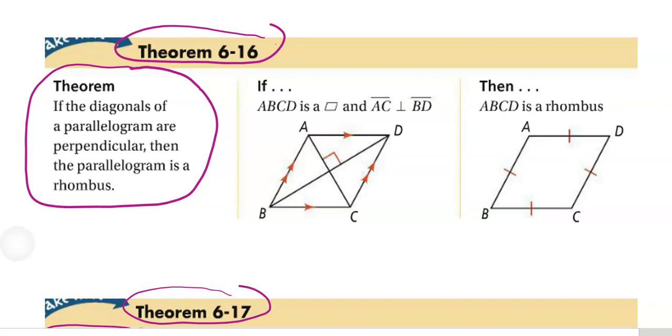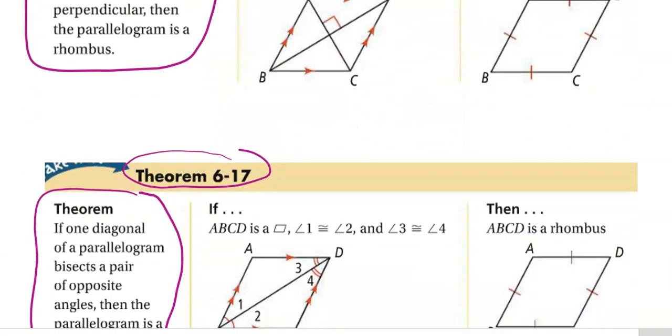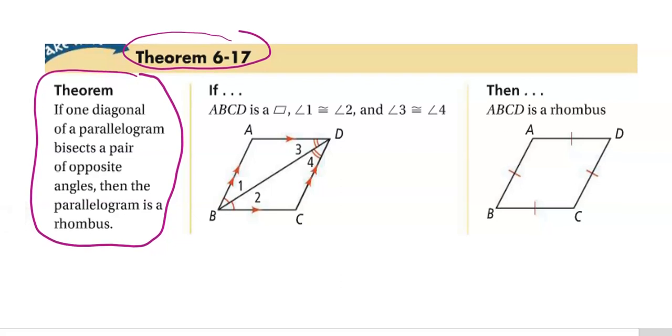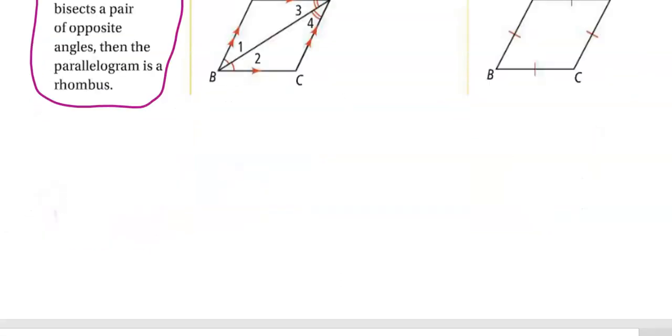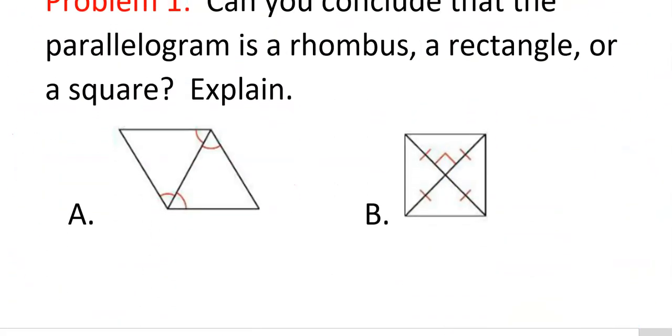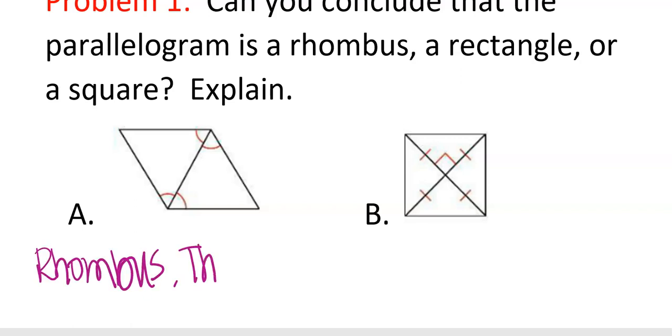Here it says if the diagonals are perpendicular, well, there wasn't any right angles in there. If one diagonal bisects a pair of opposite angles, that's actually the one that they're looking for. So if one diagonal bisects the angles, and it does, and we know it's bisecting because this one is the same as this one, that one is the same as that one. So we're going to say rhombus. Theorem 6.17. Or you can say a diagonal bisects a set of angles, or bisects the angles. So it only has to be one.